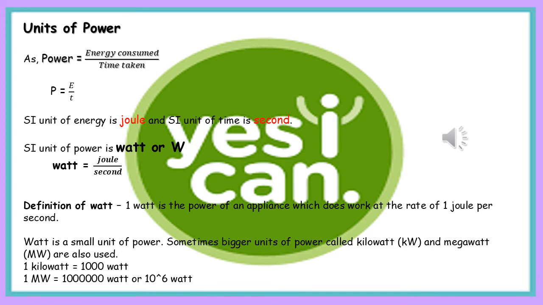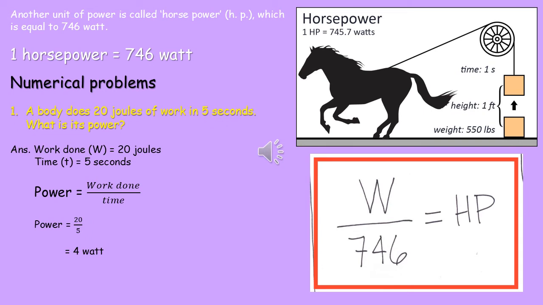As watt is a small unit of power, sometimes bigger units of power called kilowatt and megawatt are also used. As you know, kilo means 10 to the power 3. So, 1 kilowatt is equal to 10 to the power 3 watt, or 1000 watt. Similarly, megawatt is 10 to the power 6 watt. Another common unit of power is called horsepower or HP, which is equal to 746 watt. 1 horsepower is equal to 746 watt.